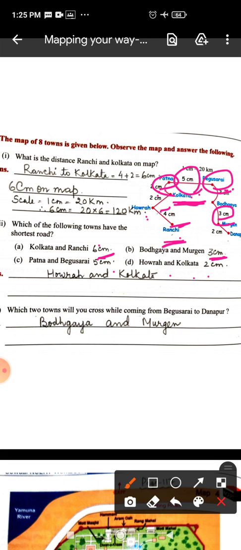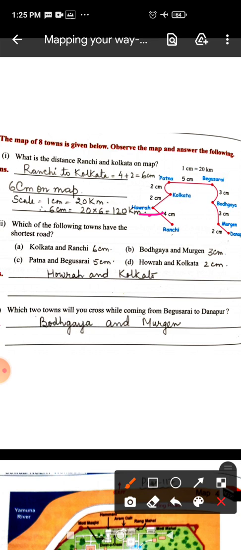And Howrah and Kolkata, children, this is Howrah and this is Kolkata. Between these two towns, the distance is 2 centimeter. So, which one is the shortest road? Obviously, Howrah and Kolkata is the shortest road, right?